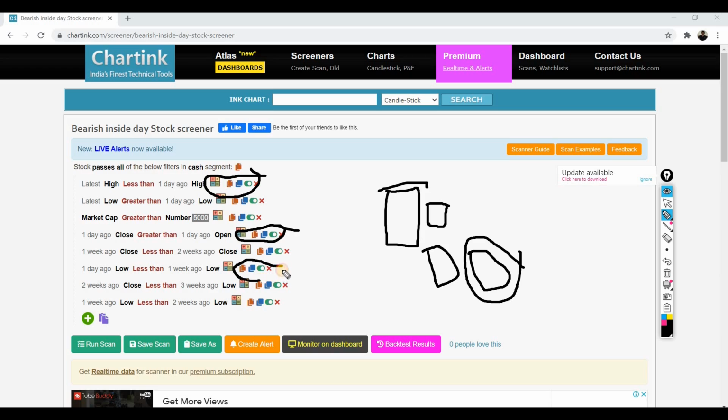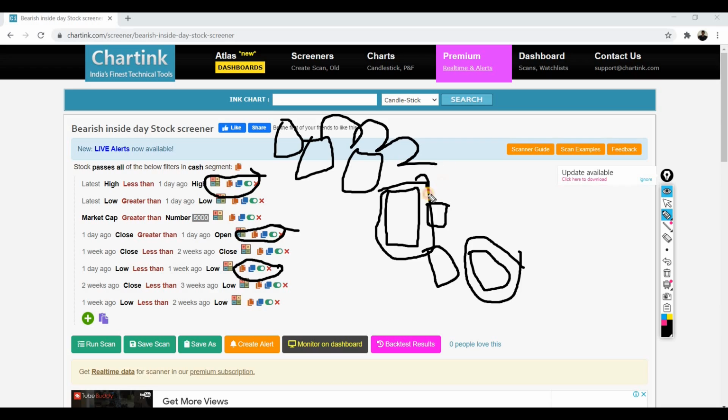The third last, 1 day ago low less than 1 week ago low. What does this mean? So this is 1 day ago, this is 1 week ago, this is 2 weeks ago. So this will ensure that the well established bearish momentum is continuing till the current week. The next one is 2 weeks ago close less than 3 weeks ago. Similarly, this is nothing but the continuing bearish momentum. The security is making lower lows and lower highs.